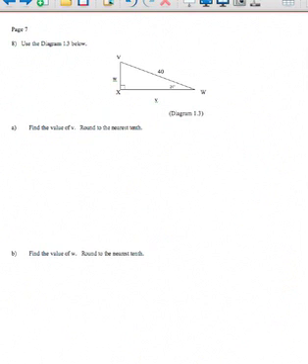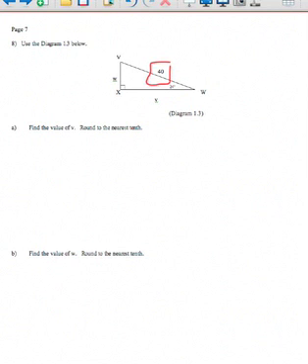Page 7. Page 7 says find the value, almost done, 2 more pages. Page 7 says the value of V. V is one of the sides. We're given an angle and a side. So we'll need to use those in order to find the value of V.